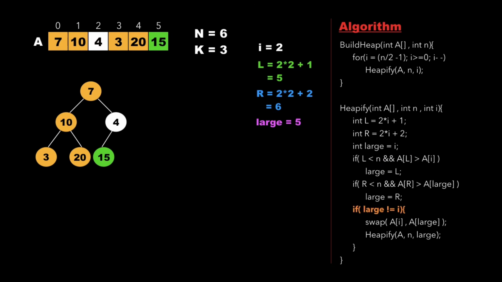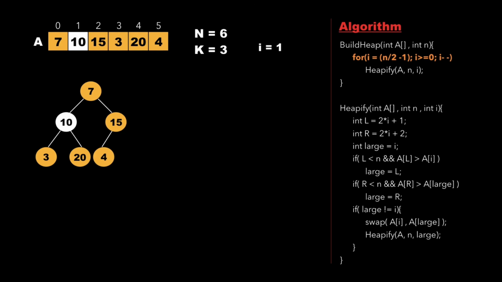And then we check whether large is not equal to i. Since 5 is not equal to 2, therefore we swap A of i with A of large. That is, we swap 4 with 15. And after swapping, we again call the heapify function with the value of i as large. That is, we call the heapify function for the node at index 5.